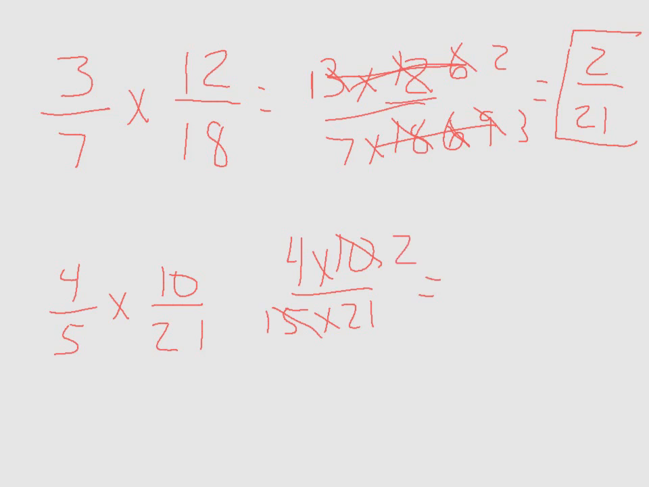Turns into 1. So then I get 4 times 2 is 8, 1 times 21 is 21. Both have 21 in the denominator.